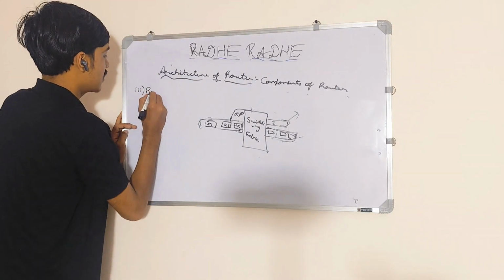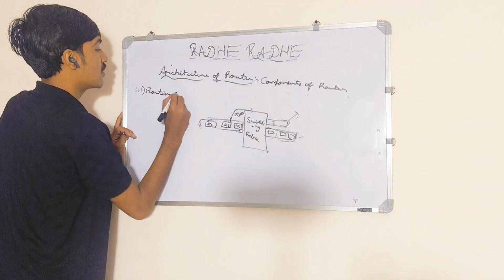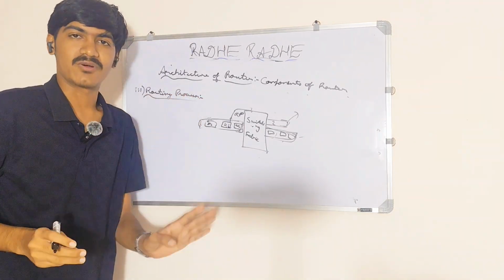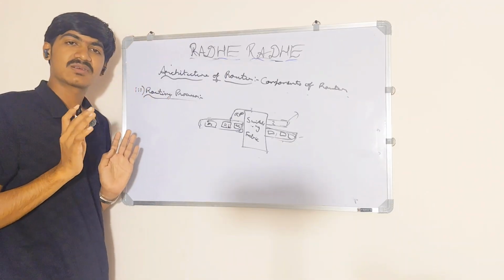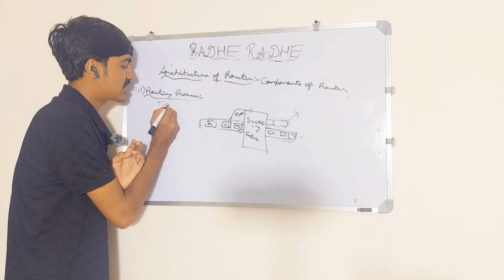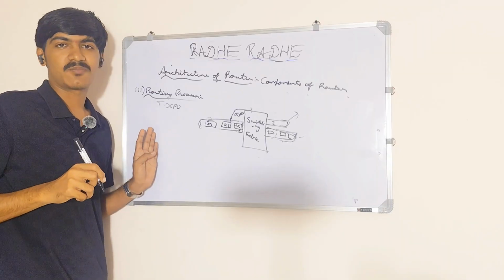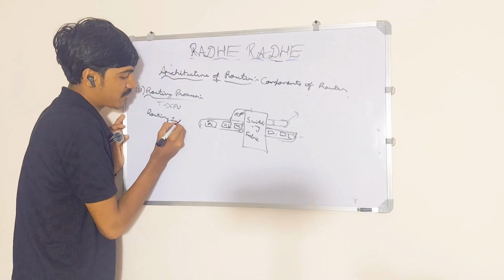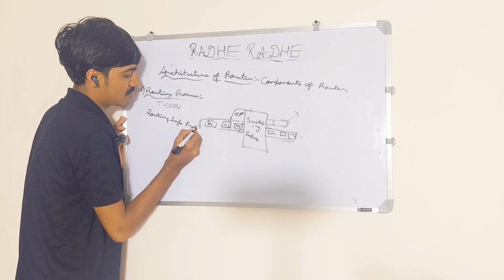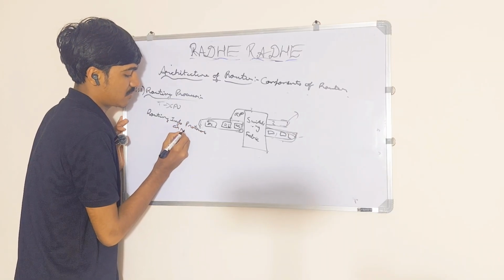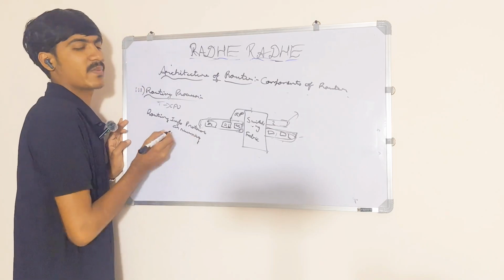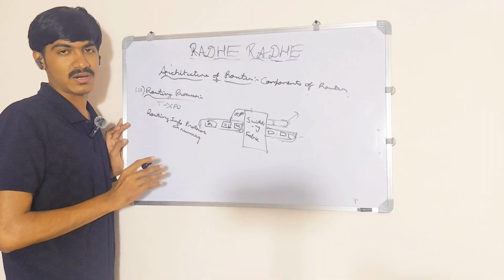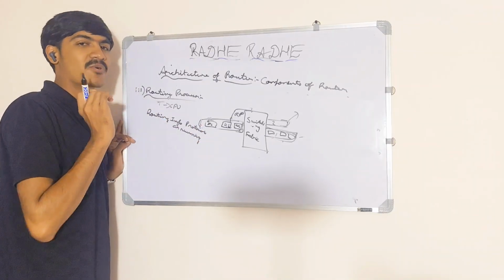Third component, routing processor. Simple, bro, simple. Routing processor, also known as traditional CPU, is actually the place where the routing protocols are running. Hey man, not routing information protocols, actually where the routing protocols are running. Routing Information Protocol is a particular protocol.